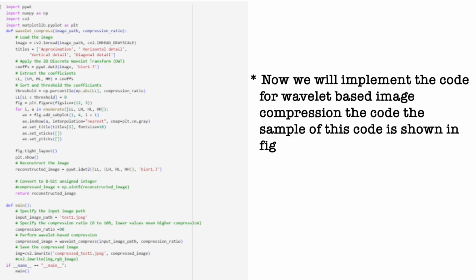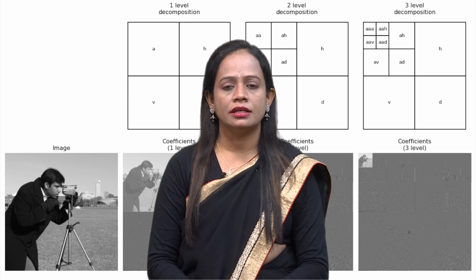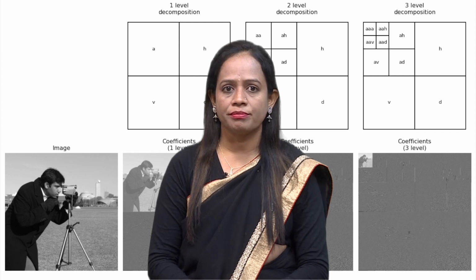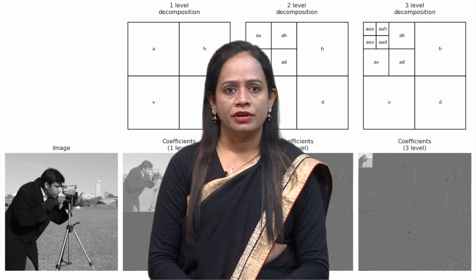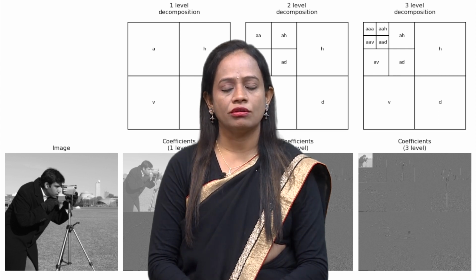Now we will implement the code for wavelet-based image compression. For this we will take figure number 4, which shows the sample code. I will explain each step in detail. This Python code performs image compression using wavelet transformation. Here's an explanation of each part of the code. Step 1: import all the library files.